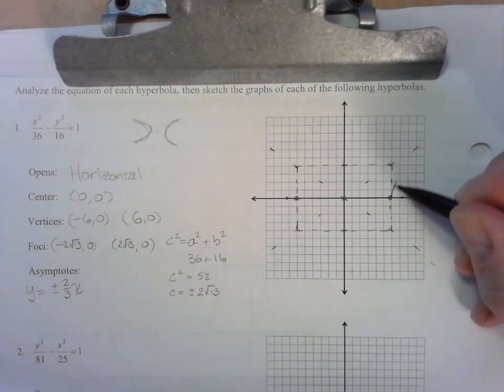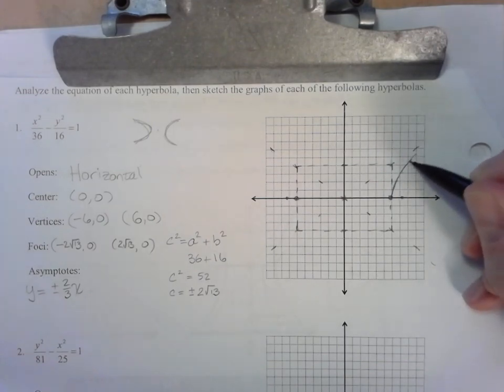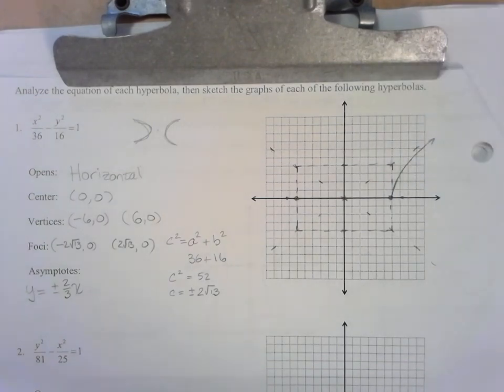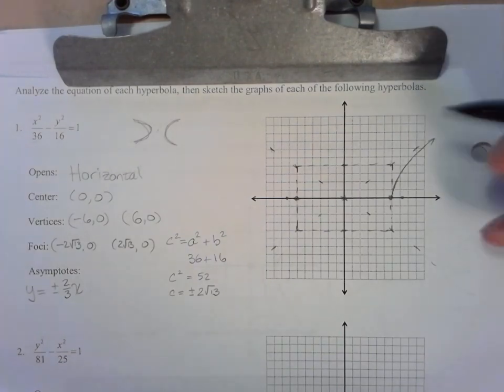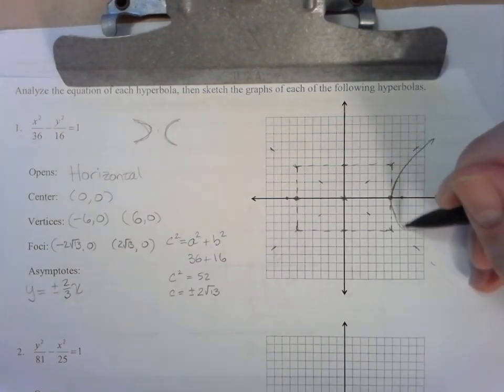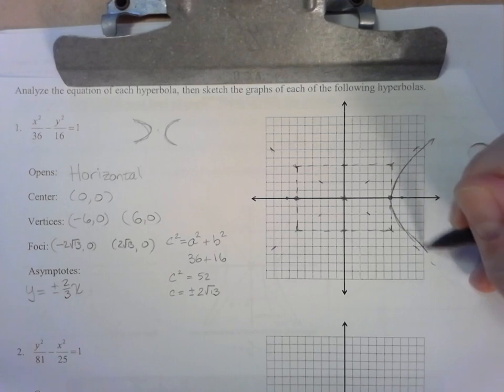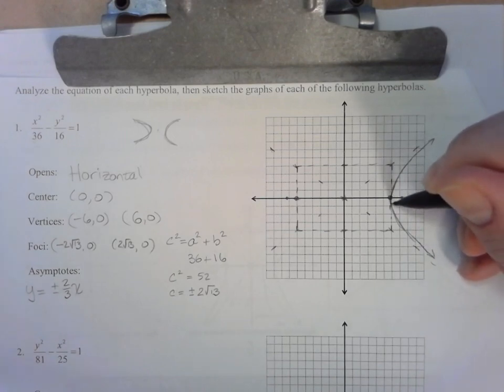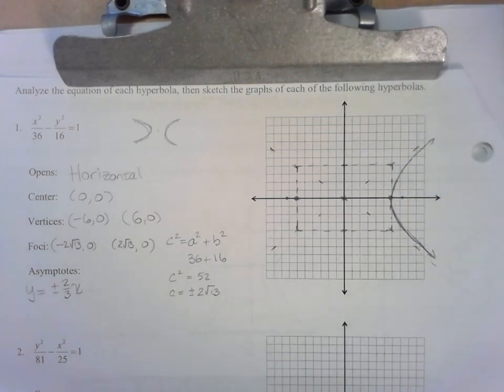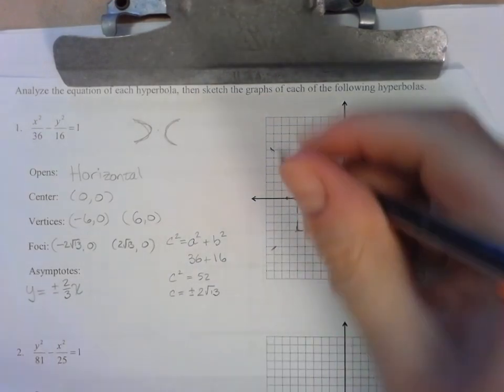What you want to do is, as you graph to the right, you want to get closer and closer to each asymptote. So as I go to the right, you want to get closer and closer to this asymptote. You don't want to get there too slowly, and you don't want to get there too soon. It looks something like this.